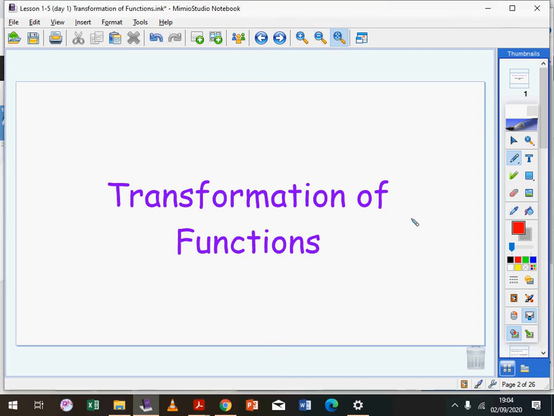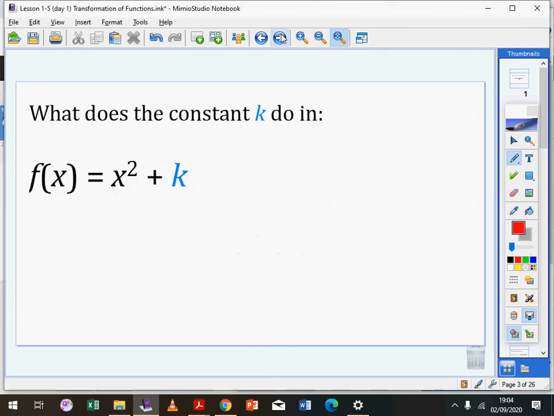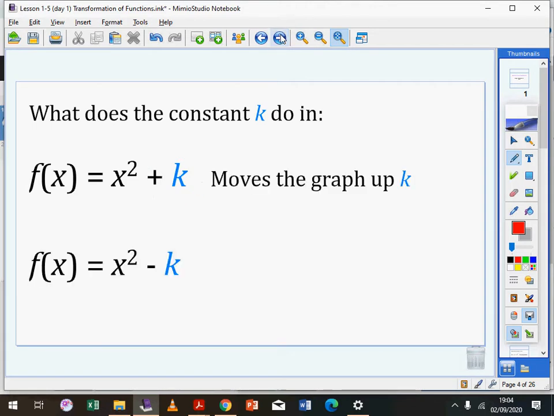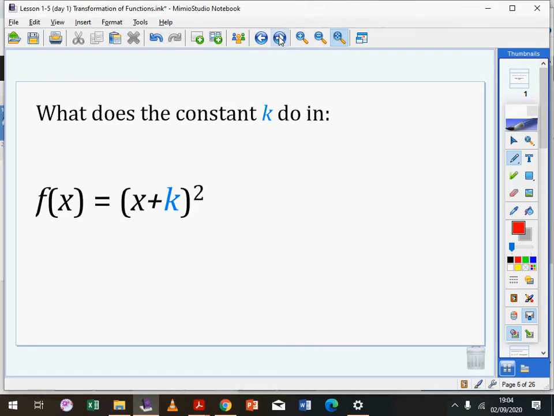Hey guys, today we'll talk about transformation of functions. Again, this is mostly review from 9th and 10th grade. I will go over it. So if you have a positive k added to the function, then it moves the graph up. If it is a negative k, it moves the graph down. I hope you saw this yesterday in the worksheet that you used.